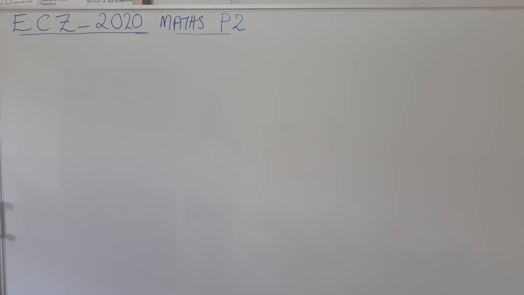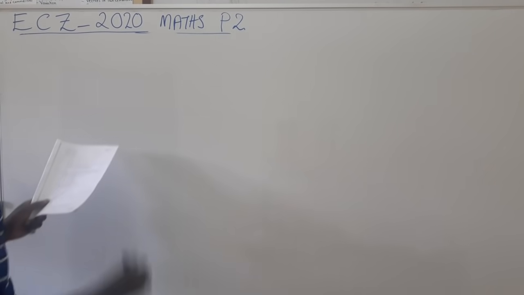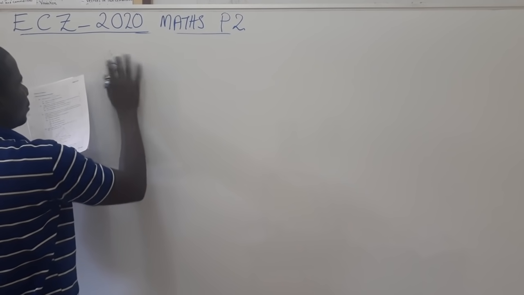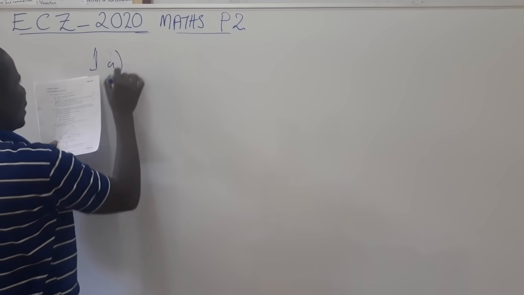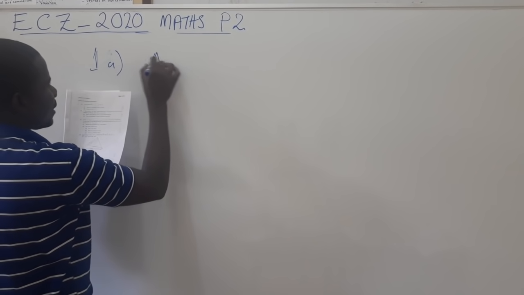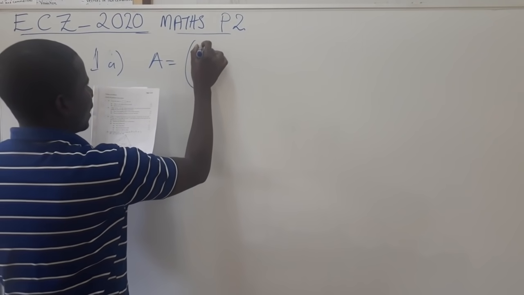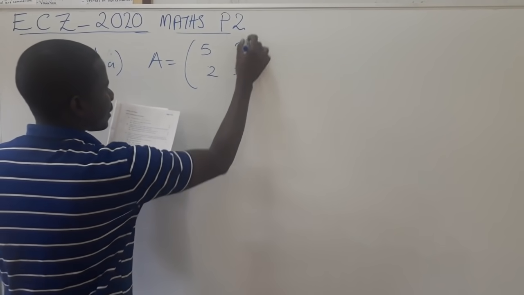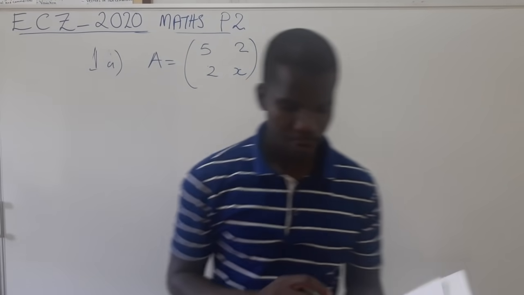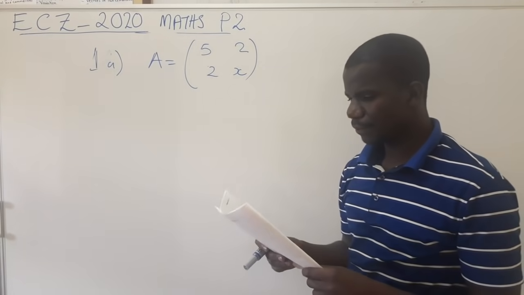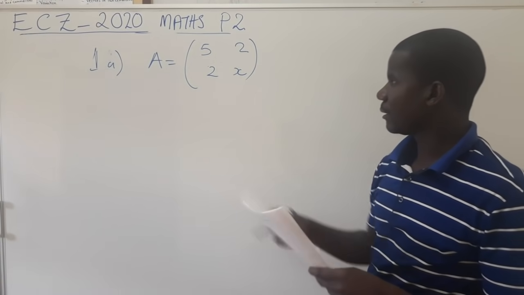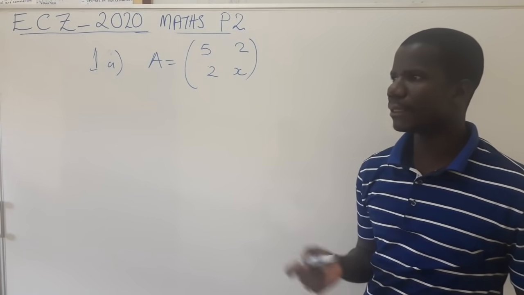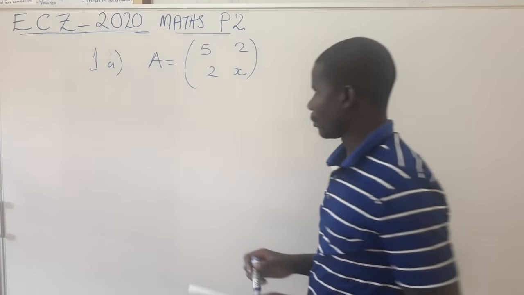When you read the first question, that is 1A, we are given a matrix A with elements 5, 2, 2 and x. We are told to find the value of x for which this matrix has no inverse. When a matrix has no inverse, it means the determinant is 0. So that is what we're going to do.